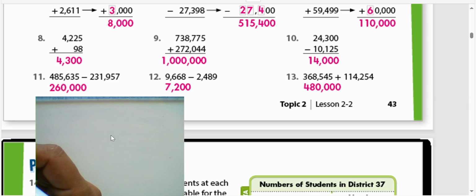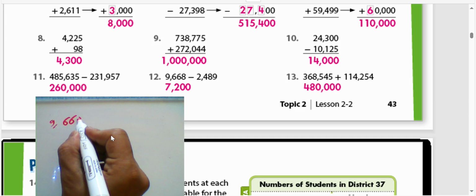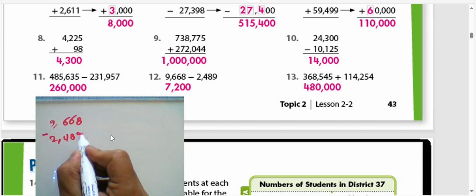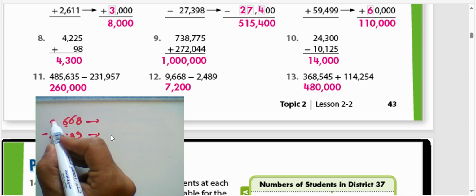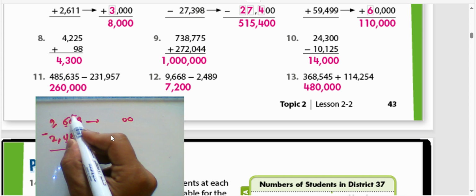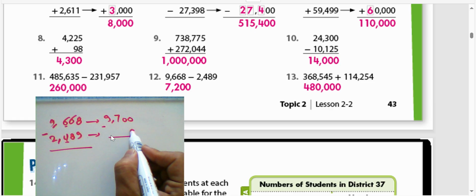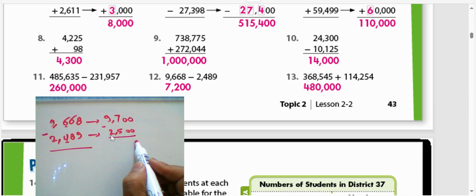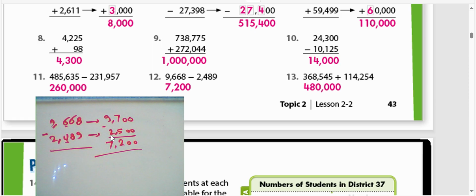And also question number 12 and 13. 9,668 subtract by 2,489. We can approximate each one to the nearest 100. Write double 0 and 6 can give 1 to 6 will be 7 and then 9. Right here double 0 and 4, 8 can give 1. Yes, it gave 1 to 4 will be 5 and write 2. 7 minus 5 is 2 and 9 minus 2 equals 7. That will be 7,200.